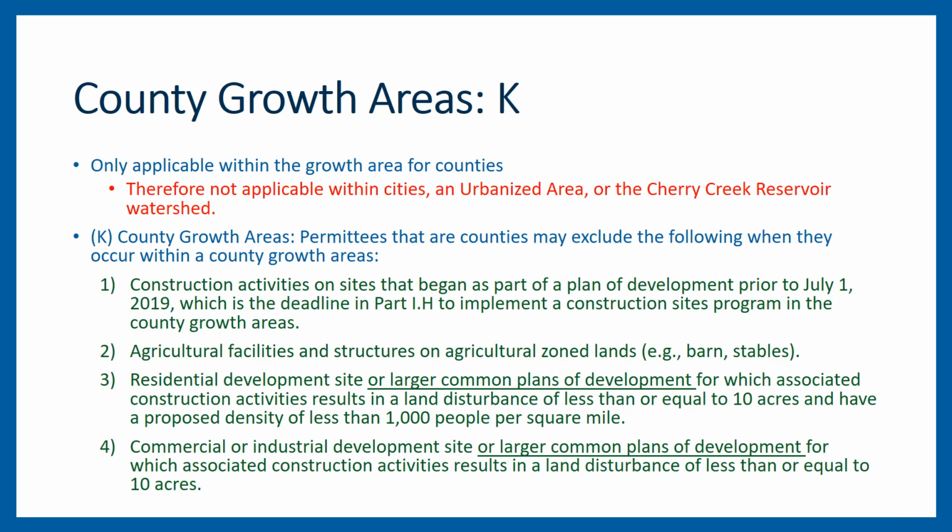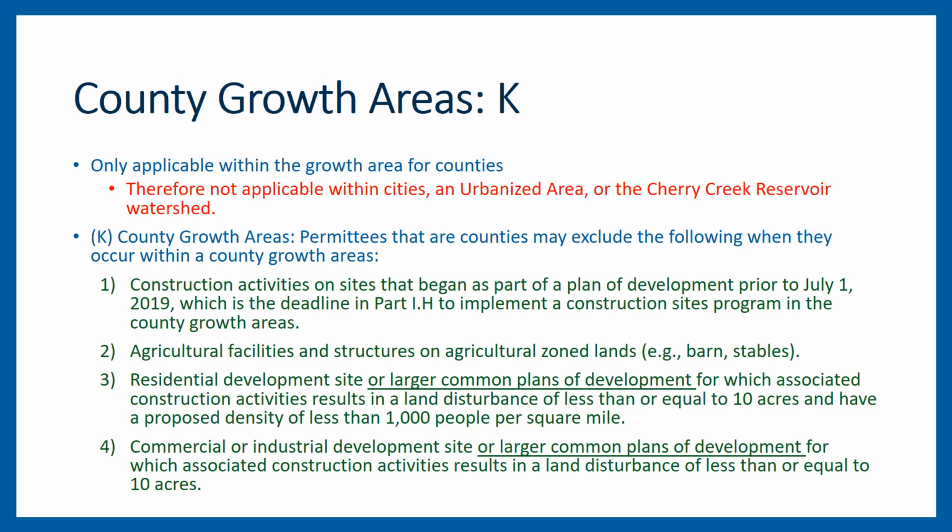The last exclusion is with regard to county growth areas. You can see 4 items that would be excluded under this exclusion if they occur in a county growth area. So this is not applicable to cities or urbanized areas or the Cherry Creek Reservoir watershed. The first of the 4 items refers to a date that has now passed. The second is for agricultural facilities and structures on agricultural zoned lands.